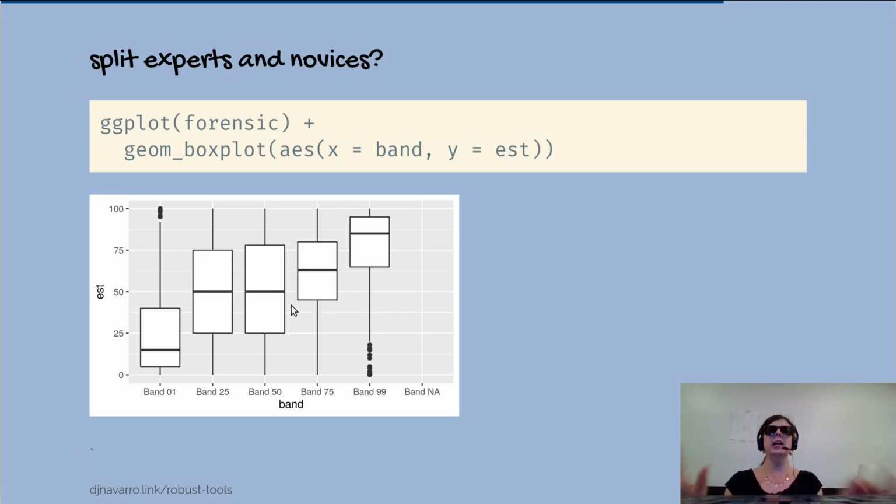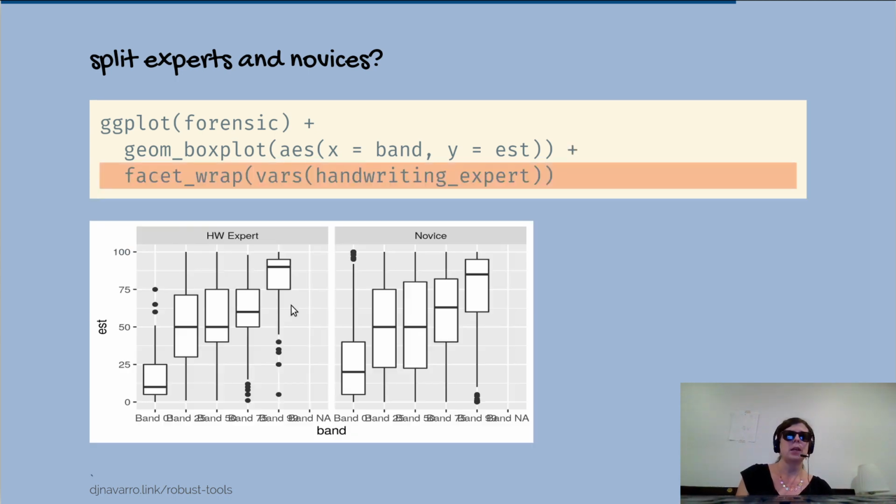But the point of the study was to compare novices and experts, and at the moment we've got them all bundled in together. To split them up, what we really want to do is break this plot into two subplots, one for the novices, one for the experts. In ggplot language, the subplots would be called facets, and there is a function there called facet wrap, which allows you to break things up into these facets.